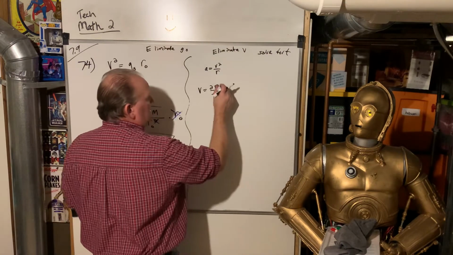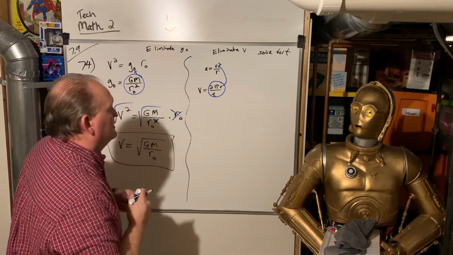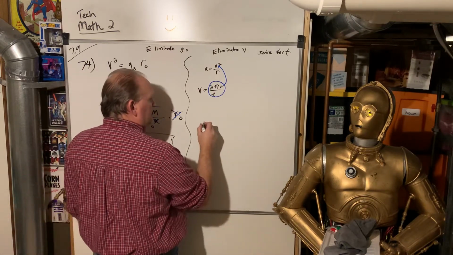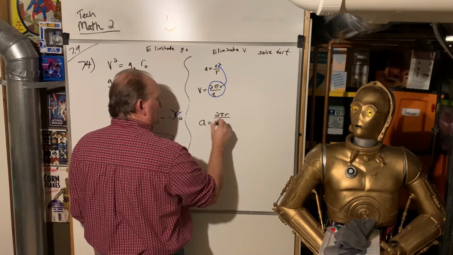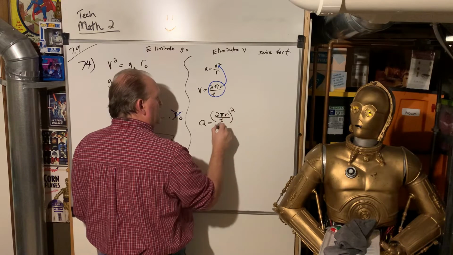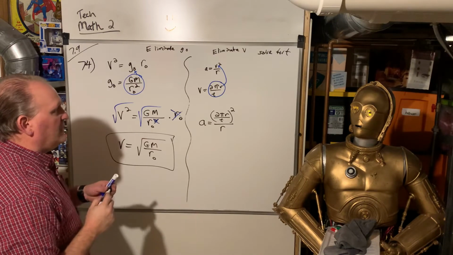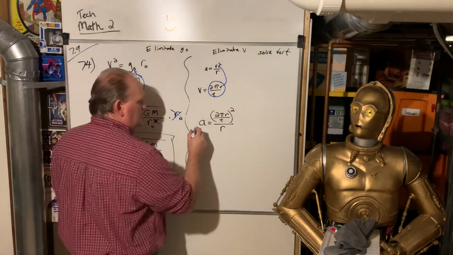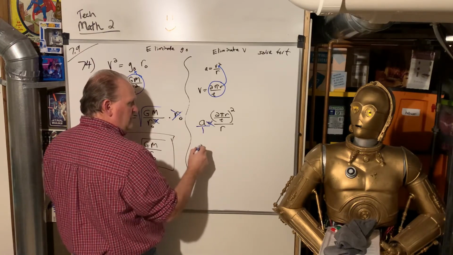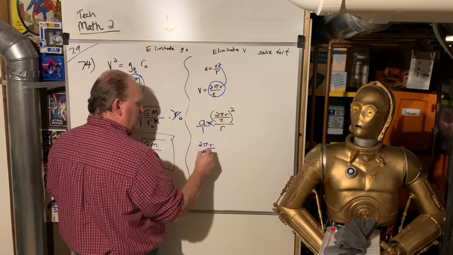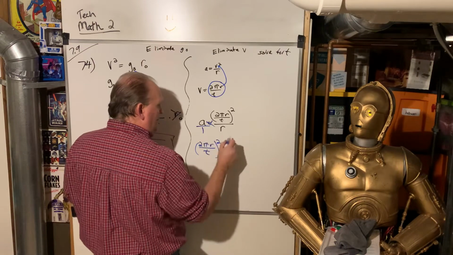So eliminate V, so we're going to take this mess and put it into there. So that is going to be A is equal to (2 pi R over T) quantity squared over R. Okay, so before we go too far here, let's cross multiply and kind of solve. So we have this (2 pi R over T) quantity squared is equal to AR.